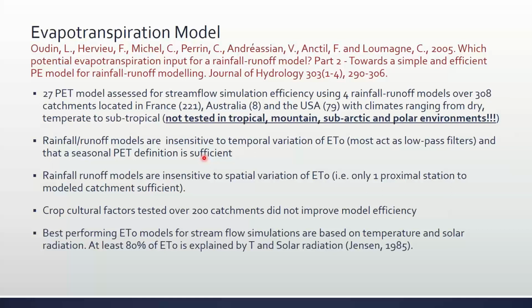It's shown that rainfall runoff models are insensitive to the temporal variation of ETO because most of them act as a low-pass filter. So only a seasonal definition of potential evapotranspiration is sufficient. The rainfall runoff models are insensitive to the spatial variation in ETO, so only one weather station is sufficient. Crop cultural factors, which are used in the Penman equation, did not improve model efficiency, and the best performing models are based on temperature and solar radiation.